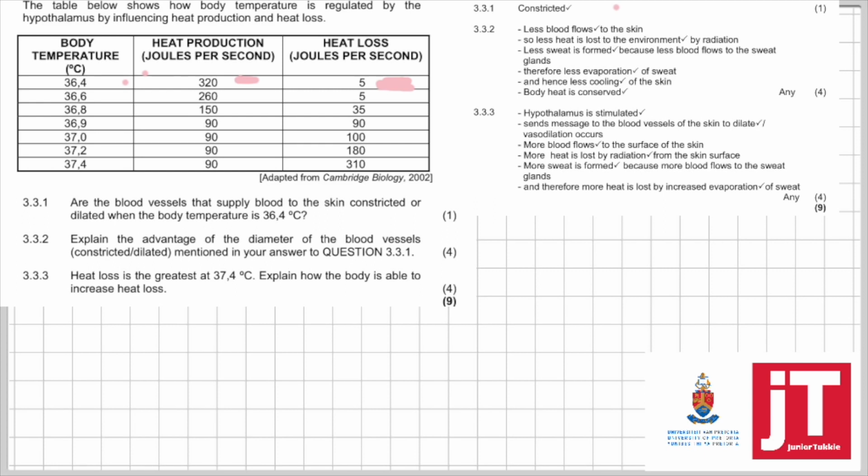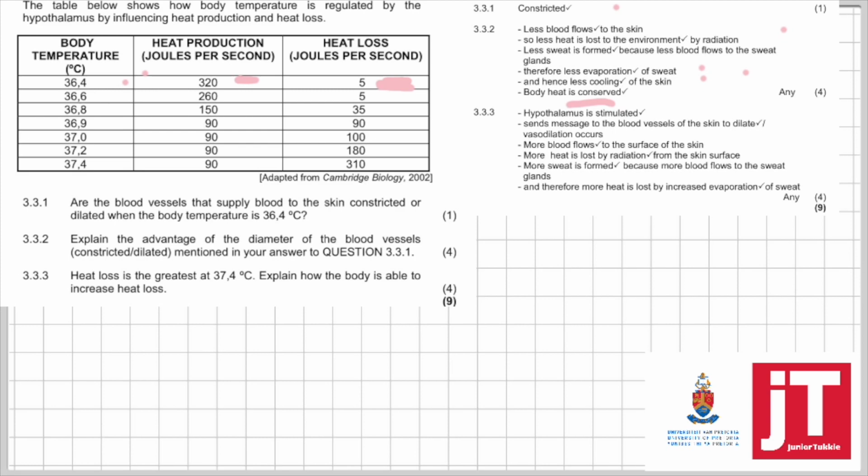3.3.2. Explain the advantage of the diameter of the blood vessels being constricted or dilated. Explain now what's the advantage of constriction to the body. Now, if less blood flows to the skin, less heat is lost by radiation, which will cause less sweat to be formed. There will be less evaporation of the sweat, less cooling of the body, and most importantly, body heat will be conserved. Okay. Can you see in this answer it's less. Please can I ask you in each statement that you write, you use the word less.